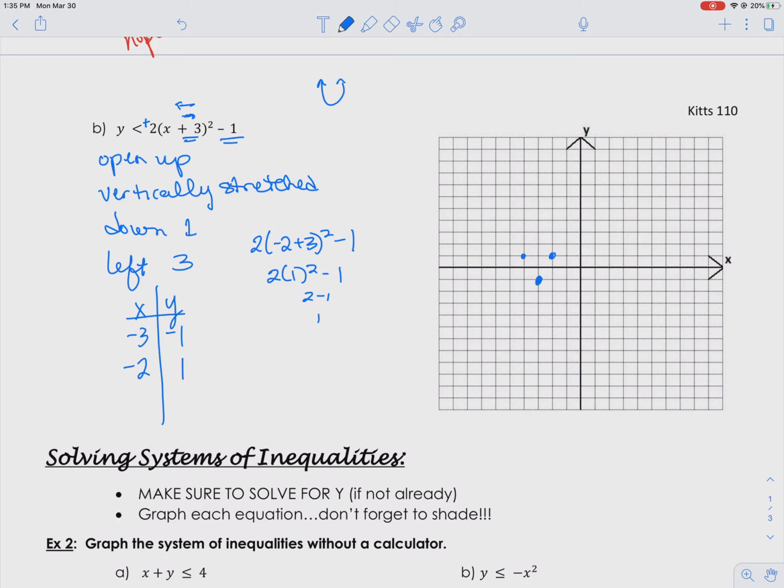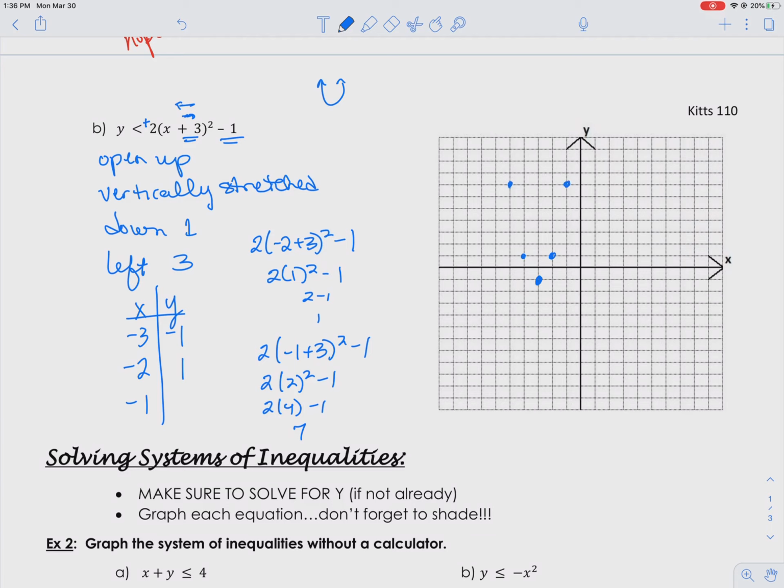So I would have that. I'm going to do one more. Let's plug in -1. If I put in a -1 there, let's see what I get. 2 times 4 minus 1, it's going to give me 7. So 1, 2, 3, 4, 5, 6, 7. So I'd have a dot there, dot there.